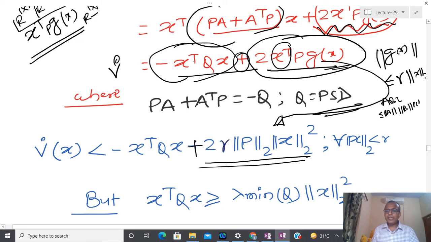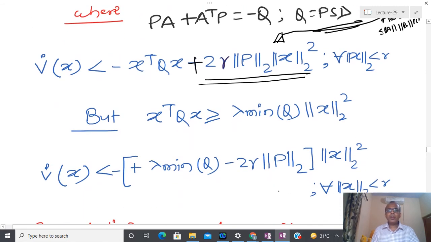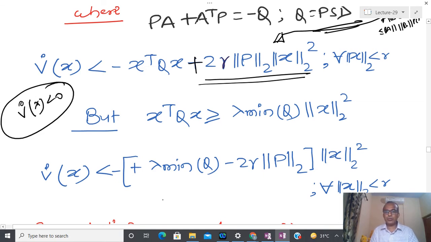Okay, I hope that you don't have any confusion. Now, if I am telling that x equal to 0 is asymptotically stable, then I have to make sure that V dot is less than 0. One can tell that V dot is less than 0 if the first part, x transpose Qx, is negative. This energy function is negative definite, or negative energy, because the negative sign is there and Q is positive definite. If that dominates over this whole part, then only I can tell that V dot is less than 0.